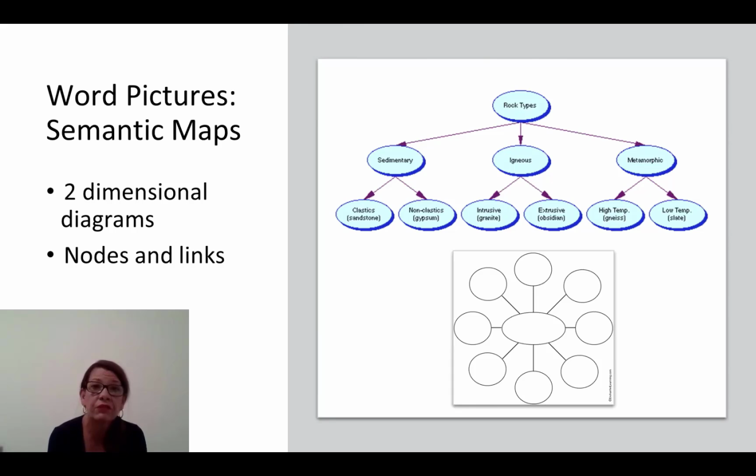There are many different types of word pictures. The first one we will discuss is semantic maps. Semantic maps are two-dimensional diagrams that use arrangements of nodes and links to communicate ideas and to show the relationships among ideas. Webbing, as shown on the bottom, is similar, except that subordinate ideas radiate out like the spokes of a wheel.